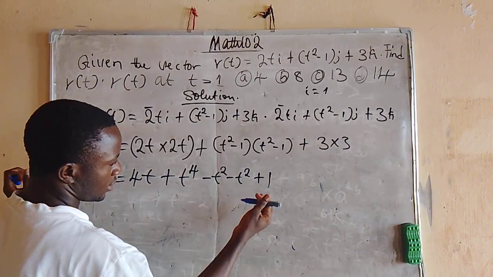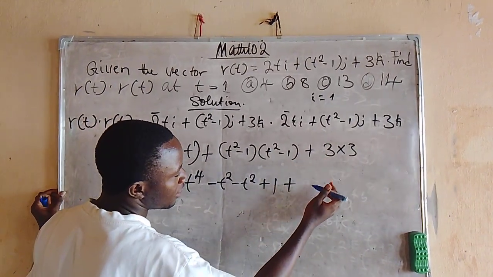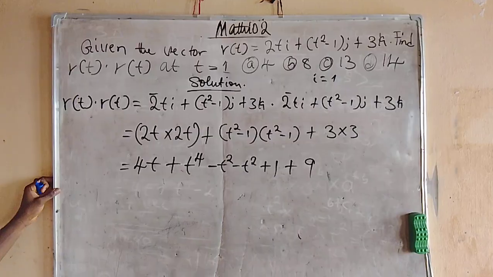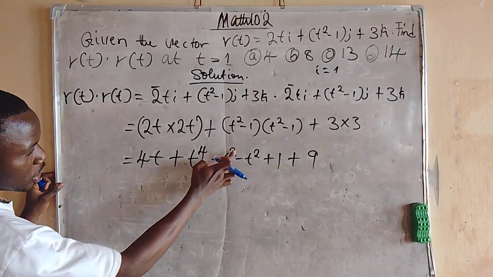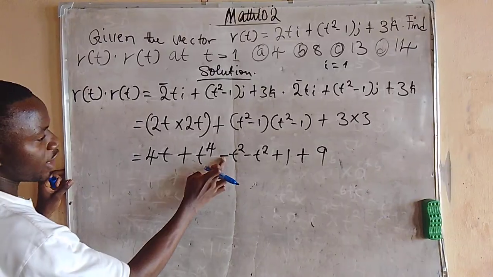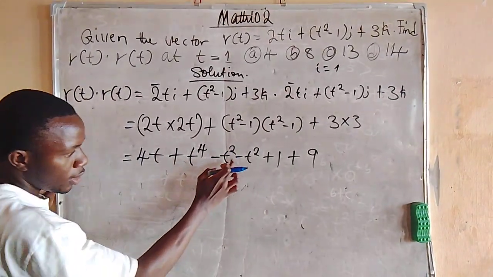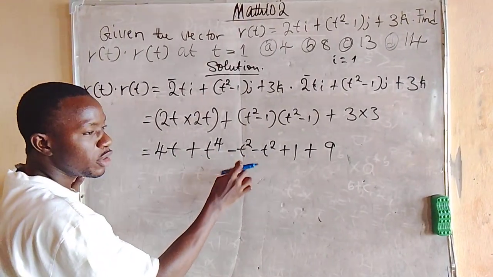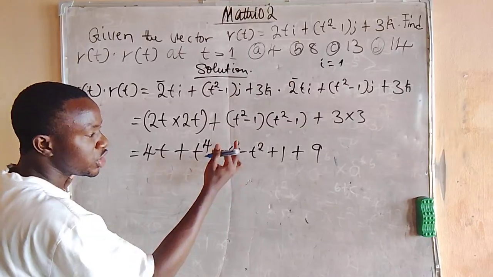So we have this, plus 3 multiplied by 3 is 9. Alright, do we have any like term? Yes, we have t squared, minus t squared, minus t squared. This is minus 1 t squared, minus 1 t squared. So minus and minus will give you a minus of a higher number. So we have minus 2t squared.